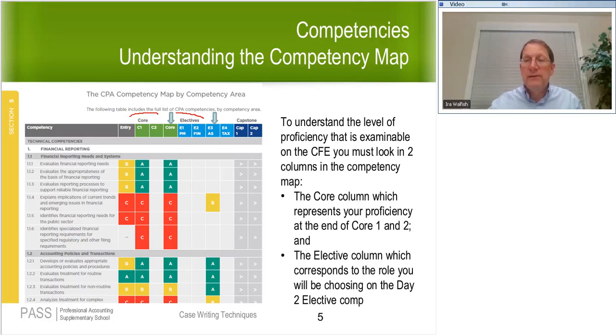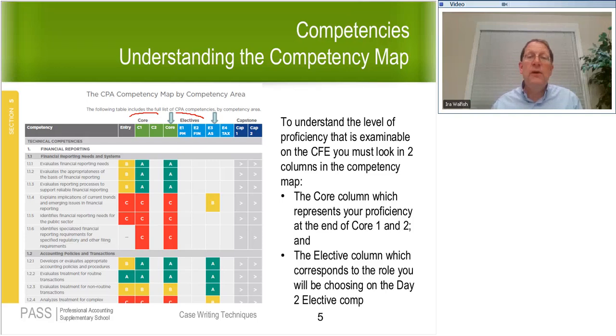The competency map divides everything up into the core level and the elective level. The elective level is a higher level. Financial accounting, management accounting, you have to know everything. But if you're choosing assurance on your second day, you have to know assurance, if that's your role, at the elective level.